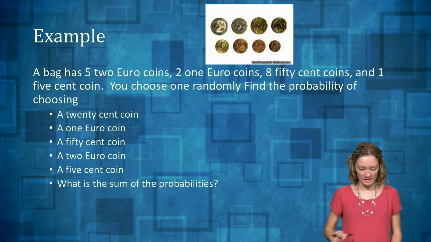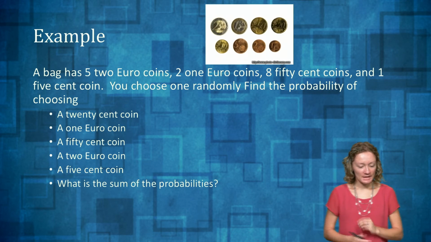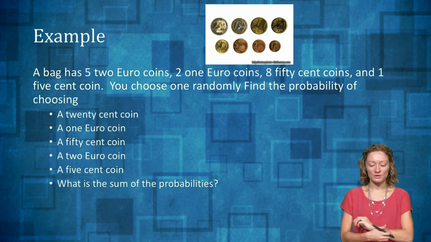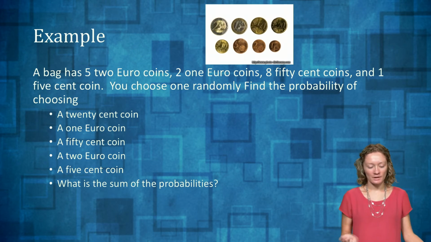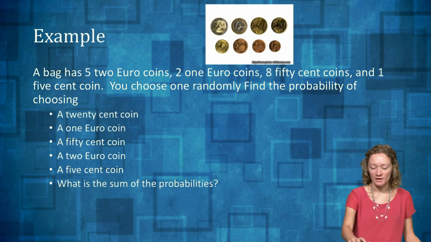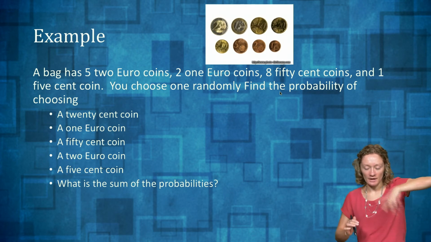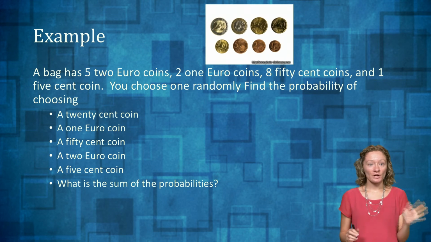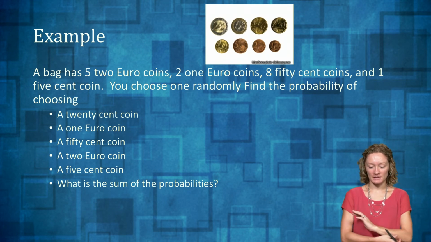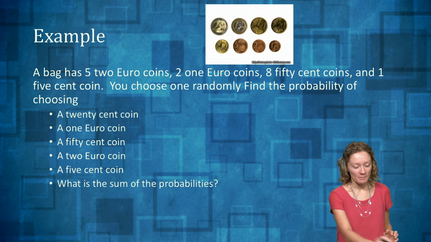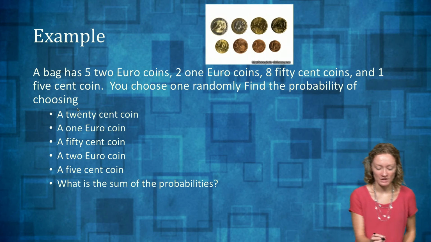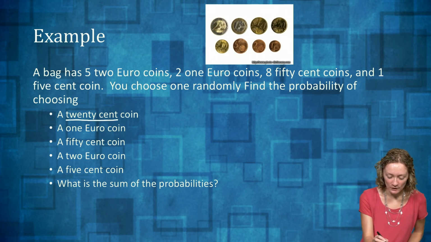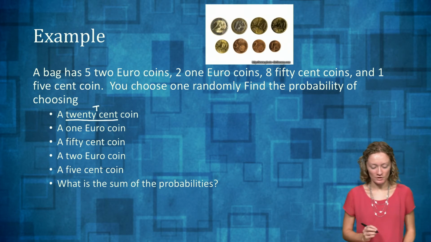All right, so let's see another example. Let's say we have a bag that has 5 2-euro coins, 2 1-euro coins, 8 50-cent coins, and 1 5-cent coin. So here are what the euro coins look like. We're choosing one randomly, so they're in a bag. And yes, technically your hand might be drawn to the larger or the smaller. We're going to assume that there's an equal chance of each one being selected. So one gets selected. What's the probability of choosing, we'll start with, a 20-cent coin? So we'll call this event T for 20-cent coin.